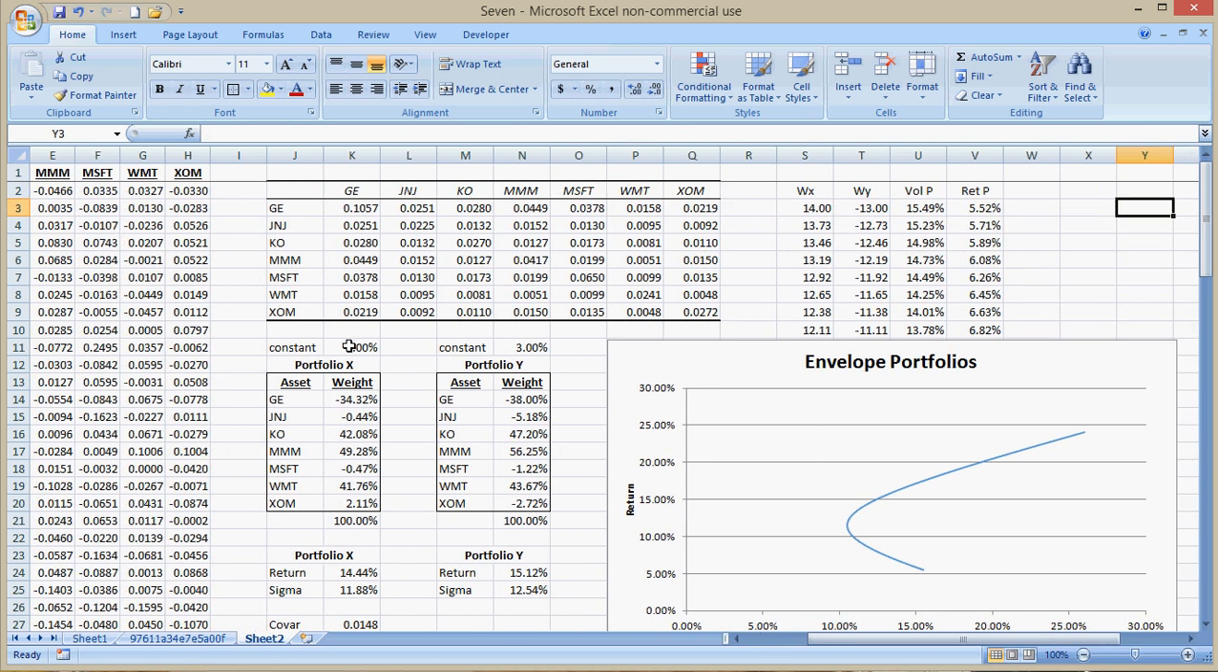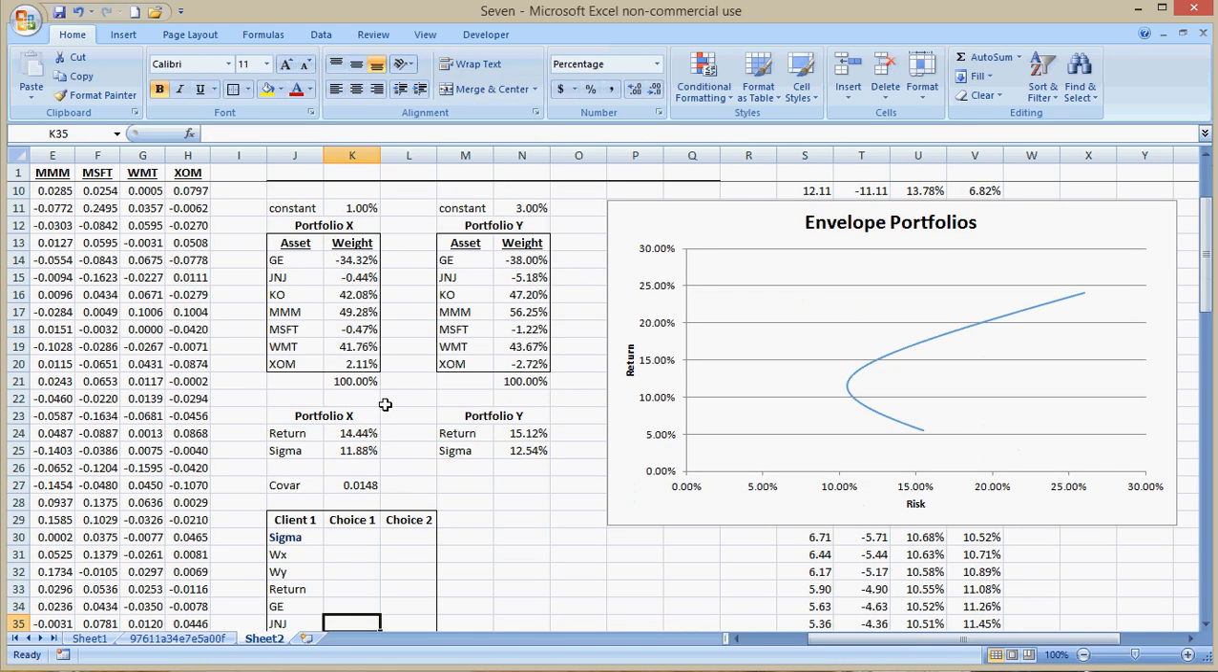So I chose to have a constant of 1 and 3. That's like the risk-free rate, but I want to call it constant. And if I do that, I come up with these weights for portfolio X and these weights for portfolio Y. They sum to 1. That makes me feel good. Just because they sum to 1 doesn't mean that it's right, but it makes me feel good about that.